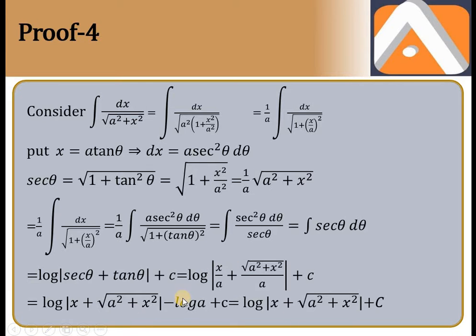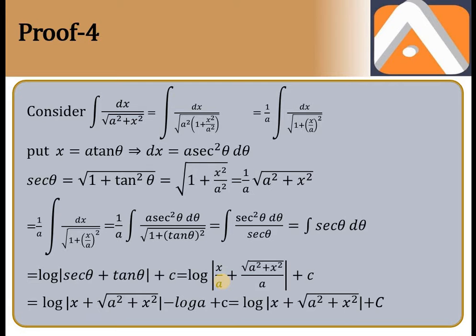This minus log a plus c, I am going to replace with another constant, capital C. There is no difference if you change the constant. But here, for recognition of these terms, minus log a plus c, this entire constant is taken as plus c. So directly you can apply this if a question comes like integration of 1 upon under root of a square plus x square. You can directly use this formula: log of x plus under root of a square plus x square. Don't bother about this log a.